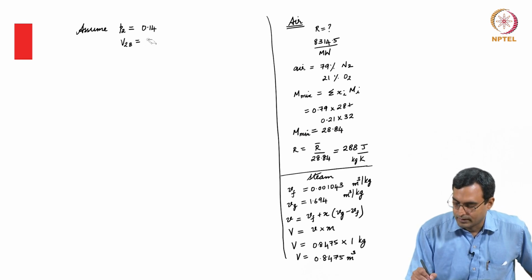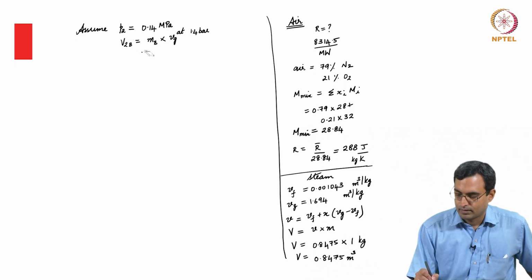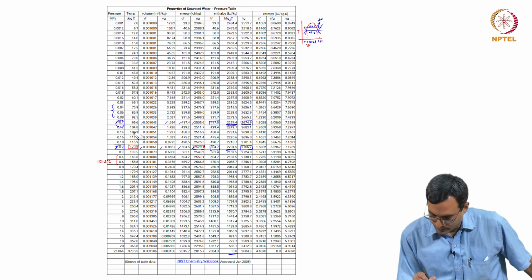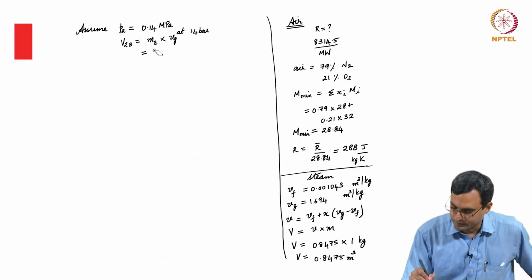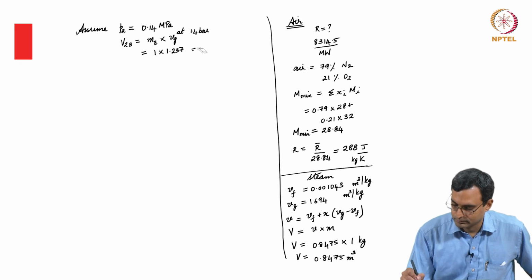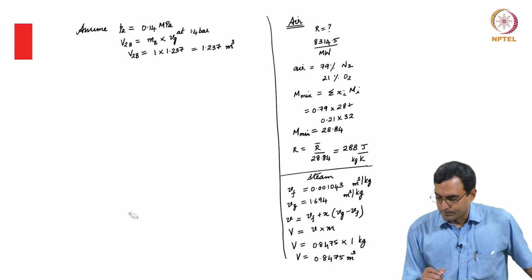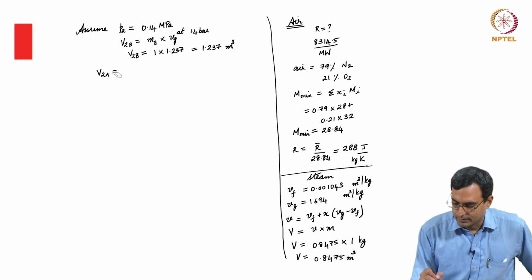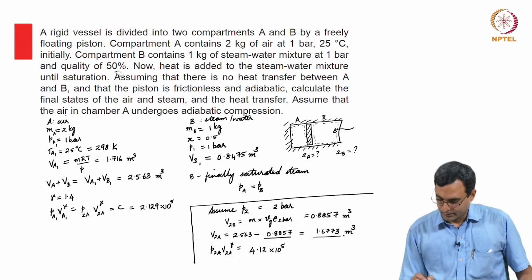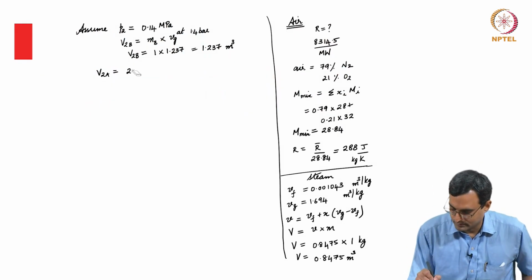V2 for B is M of B, which is 1 kg, into Vg at 1.4 bar or 0.14 megapascal. So let me see what that value is. If I take 0.14, Vg is 1.237. This is the value which I get. Now V2A must be the total sum we had, which is 2.563, minus this value.